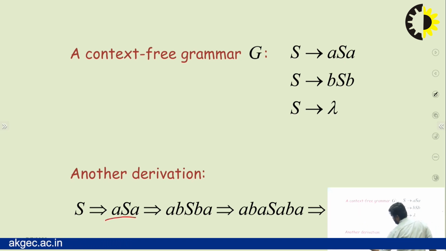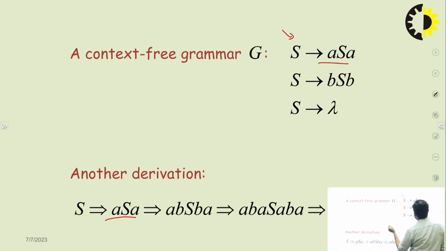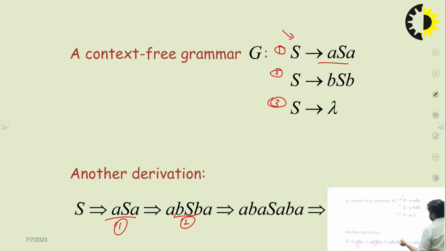Given the derivation S, the start symbol, generates aSa. Now we use another derivation, derivations 1, 2 and 3. Here we use the first derivation, here the second derivation, next again the first derivation, and then epsilon. Three derivations are needed to generate the string abaaba. That is a string followed by its reverse, w w reverse. You can identify this string abaaba, the reverse of aba also.